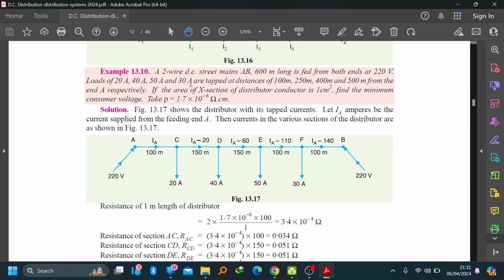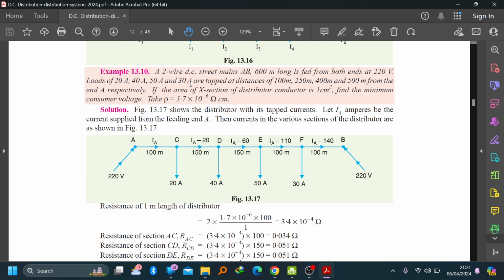So there we have a 2-wire. Who can read for us? Mr. Davis, you can read for us so that I know we are together. Okay, let me read.